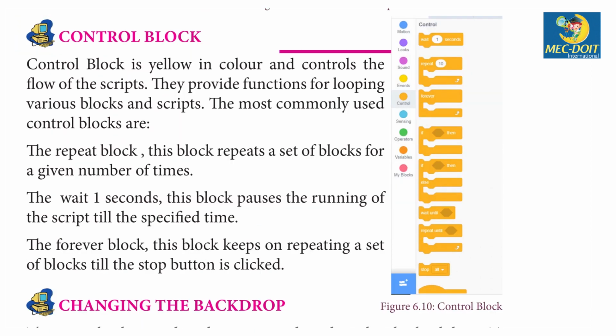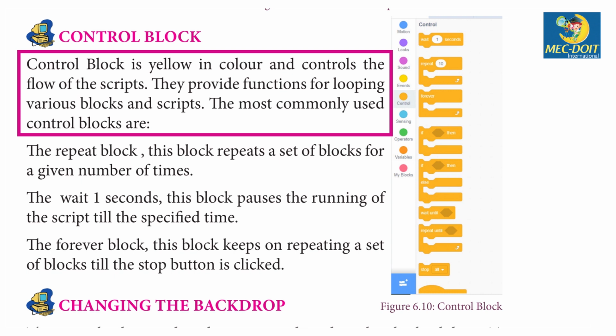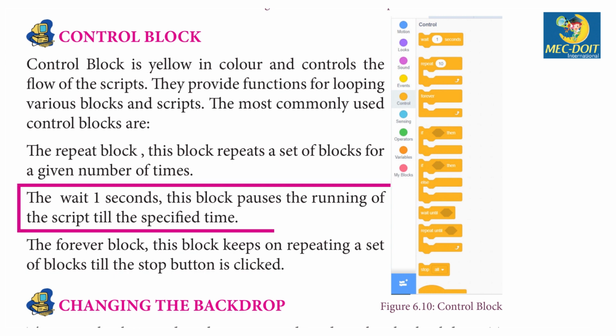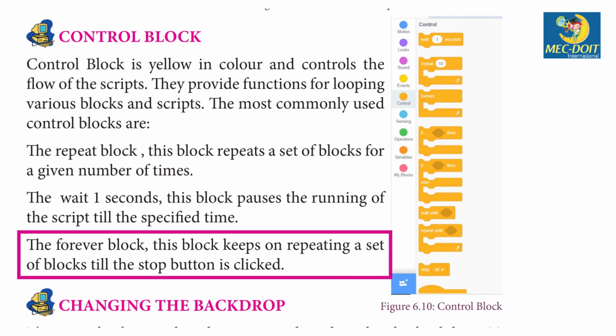Control block. Control block is yellow in color and controls the flow of the script. They provide functions for looping various blocks in scripts. The most commonly used control blocks are the repeat block. This block repeats a set of blocks for a given number of times. The Wait 1 Second block pauses the running of the script until the specified time. The Forever block keeps on repeating a set of blocks until the stop button is clicked.